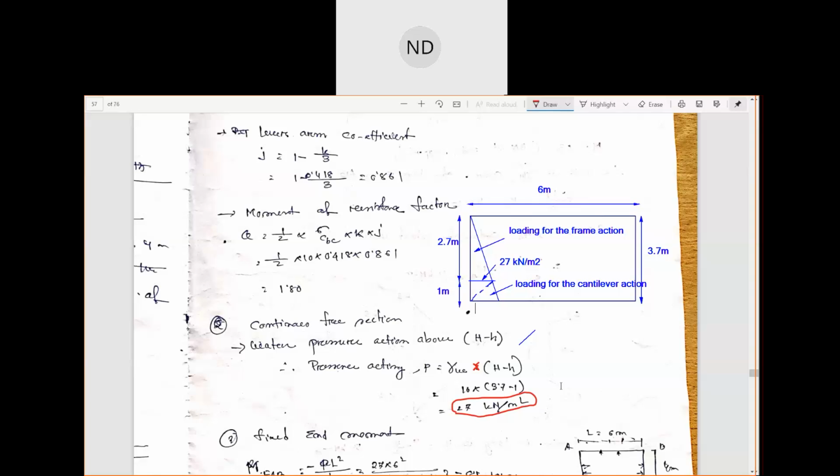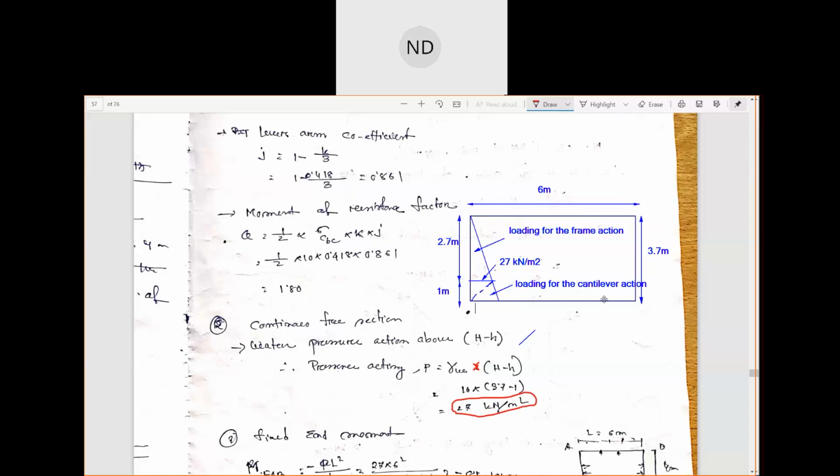So this is the water tank, this is the height here, and here we will have the pressure. The water pressure action is the loading. This upper portion we are going to design as a continuous frame action, and this 1 meter portion as a cantilever action, fixed here, and here the wall can move. The water pressure acting here is 27 kilonewton per meter square. Suppose this is point A.